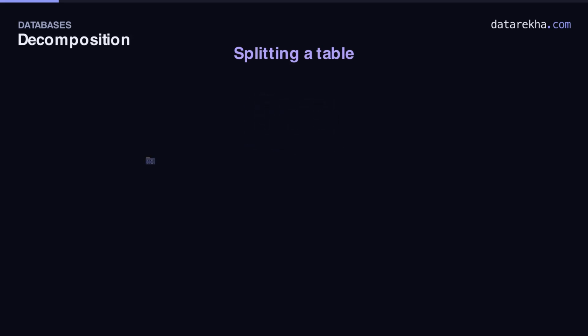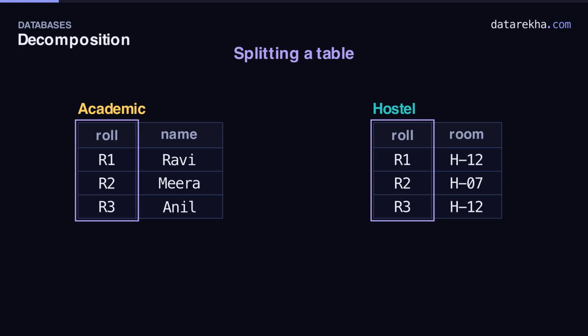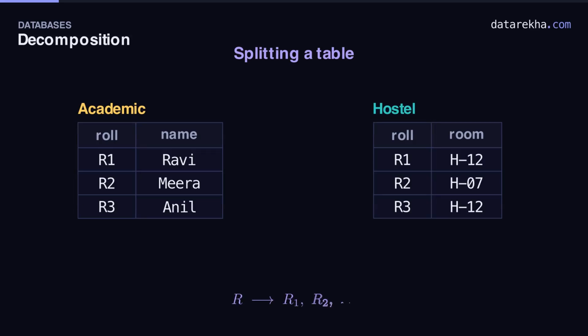Break it into two: an academic table with roll and name, and a hostel table with roll and room. Notice the roll number stays in both. That shared column is the glue we'll later use to stitch the pieces back together. This breaking up has a name: decomposition. Splitting a relation R into pieces R1, R2, and so on, whose columns together cover all of R.